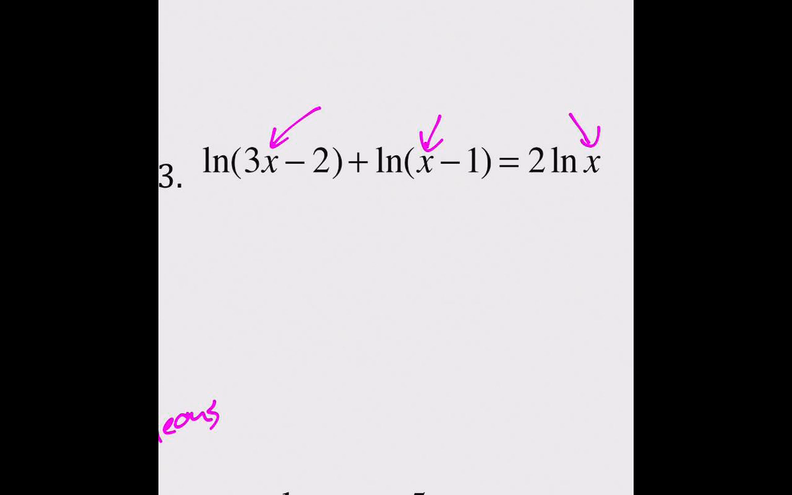So that's what we're going to do. We're going to use all those log rules from yesterday to condense. So I need a single log before I can solve this thing. These are all log base e. That means, hey, look at that, I got a plus sign. I got some logs. Man, we can multiply these.